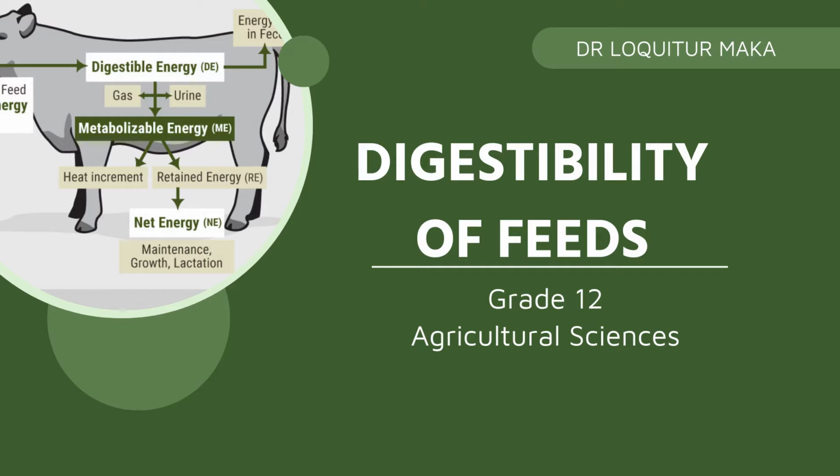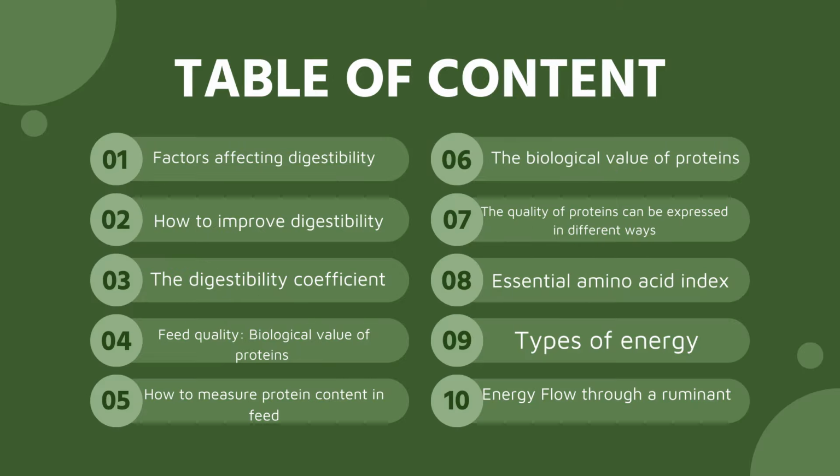I know I haven't connected to the agricultural sciences grade 12 for quite some time, but I'm coming back with another lesson. So in this lesson, we're going to look at the digestibility of feeds. One of the most important things that we're going to look at is the concepts, the factors that affect or influence the digestibility of feeds. We're going to look at the methods of improving or rather increasing digestibility of feeds.